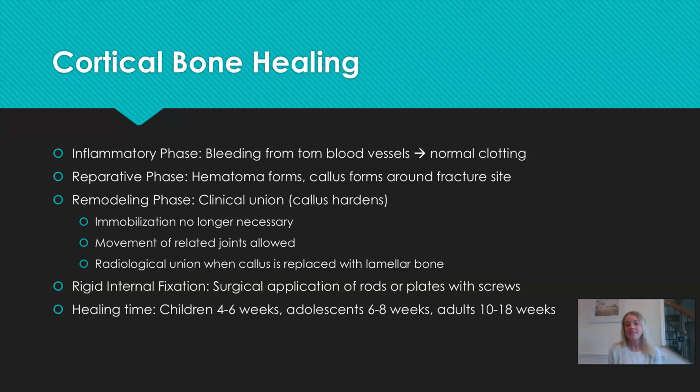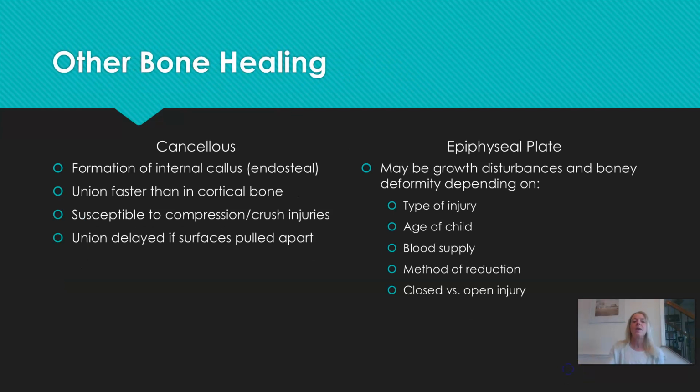Adolescents will heal in about 6 to 8 weeks, and adults can take as long as 10 to 18 weeks, depending again on the severity of those fractures. Other bones, cancellous bones, these are our flatter bones, right, that are typically injured by a crush type injury. Those do usually heal a little bit faster than the long bones. If the surfaces would be pulled apart, then it might take a little bit longer then, but they can also be casted and immobilized to allow them to heal.